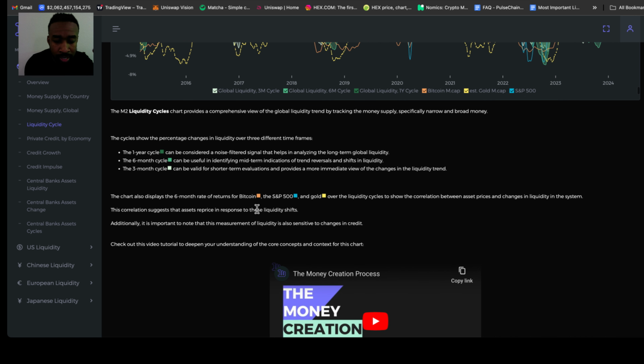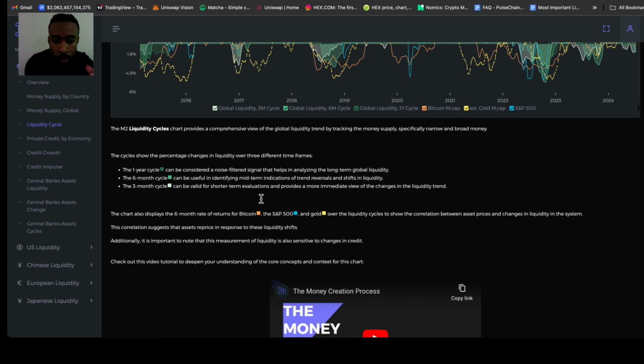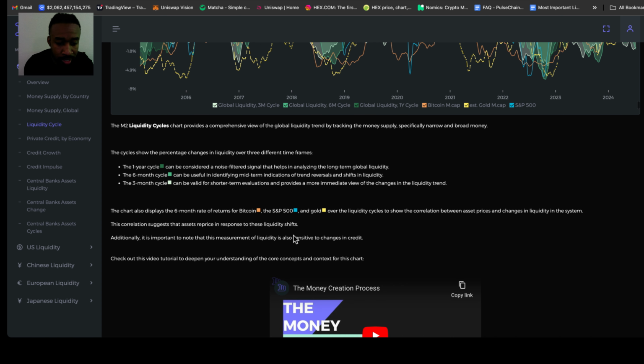Now, there are things that we can also do attached with this cycle. We're going to be able to get readings for Bitcoin, the S&P 500, and gold, to see if there's any correlation between assets and any change in liquidity in the system. The correlation suggests that the assets reprice in response to these liquidity shifts. Additionally, it is important to note that this measurement of liquidity is also sensitive to changes in credit.